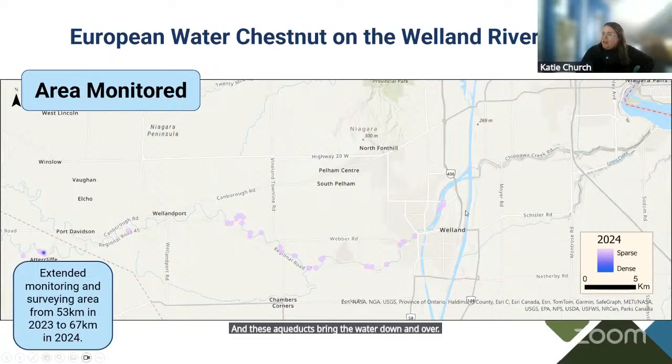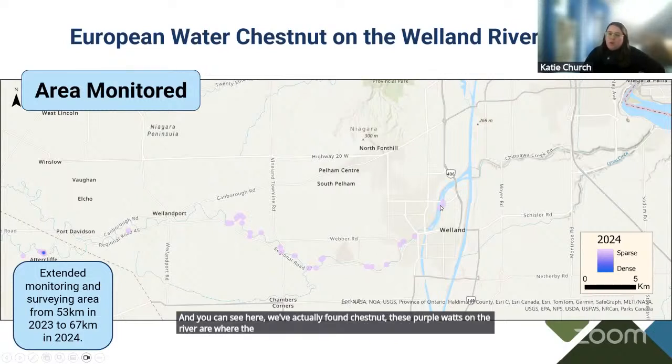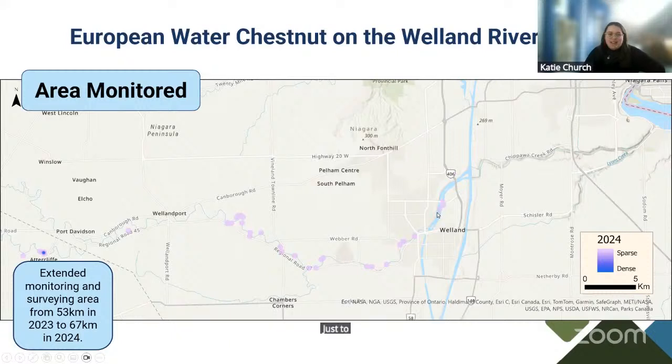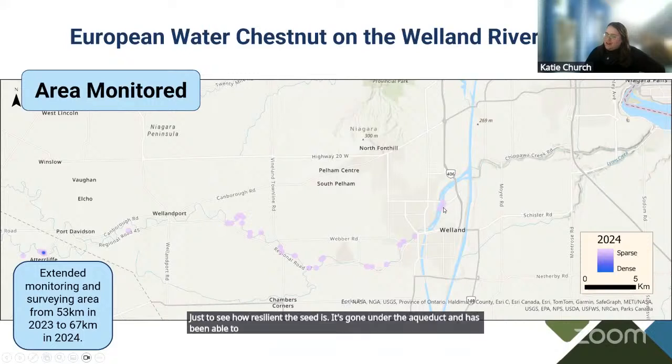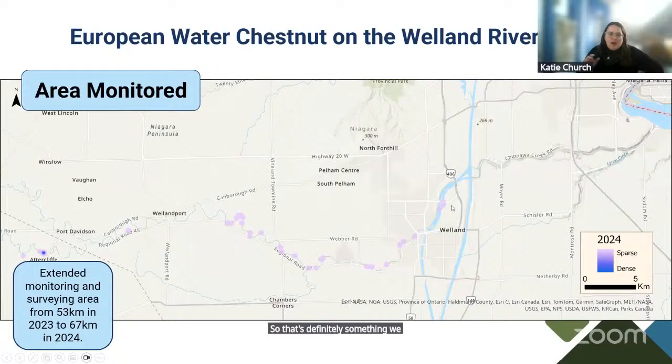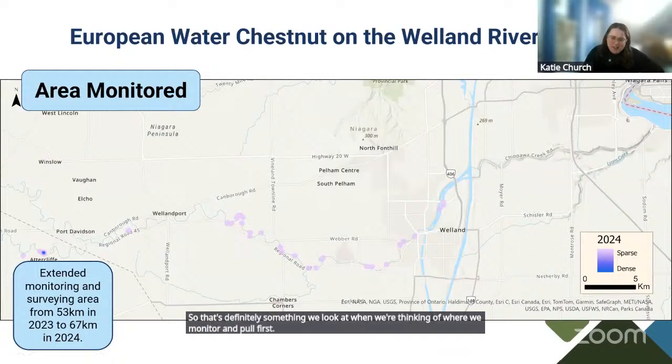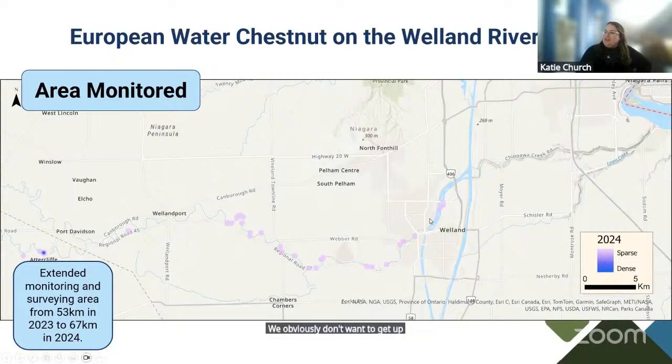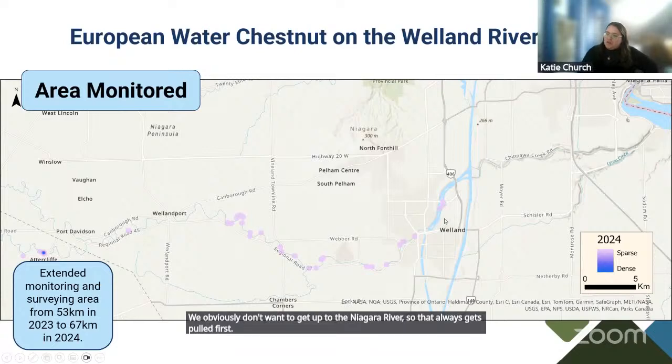And you can see here, we've actually found chestnut. These purple spots on the river are where the chestnut was as of 2024. Just to see how resilient the seed is, it's gone under the aqueduct and it has been able to establish on this side. So that's definitely something we look at when we're thinking of where we monitor and pull first. We obviously don't want it to get out to the Niagara River, so that always gets pulled first and that area gets monitored first.